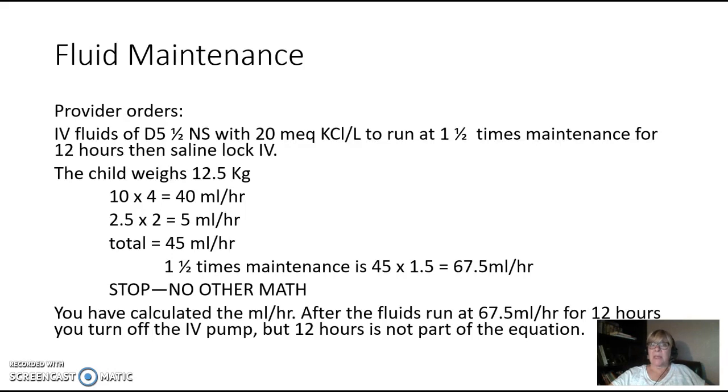For some reason, this child is losing more fluid than is average. So instead of running maintenance fluid, we're going to give them 1.5 times maintenance to make up for that extra loss that they're having. So 1.5 times 45 is 67.5 mLs per hour. That's what we're going to run this child's IV fluids at.